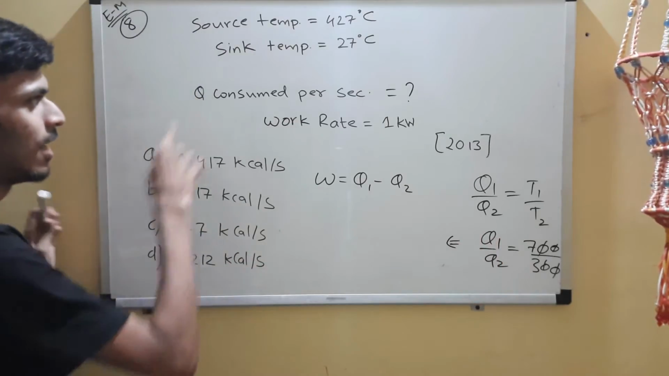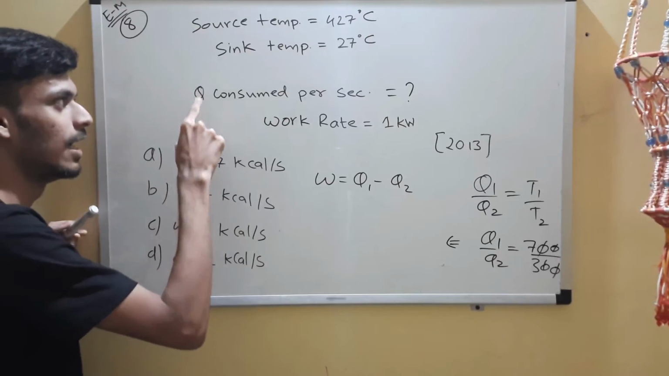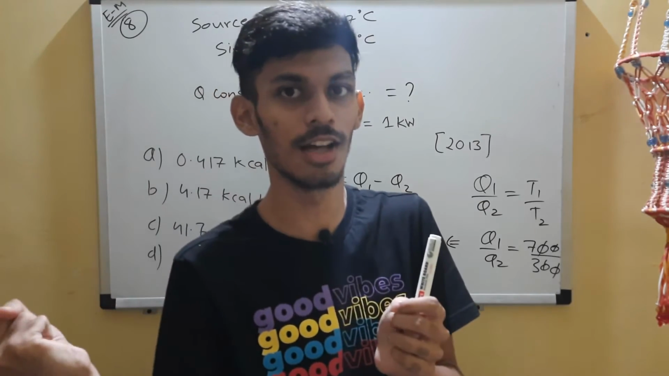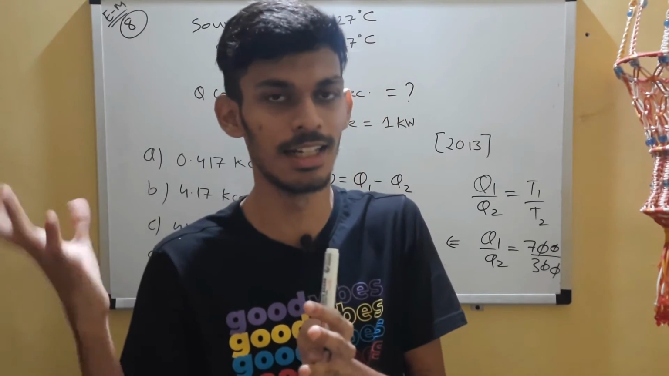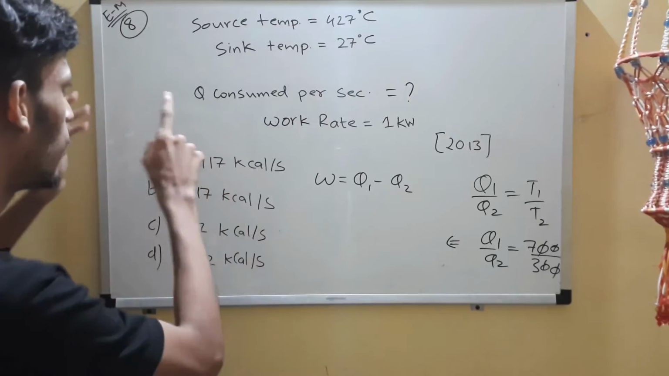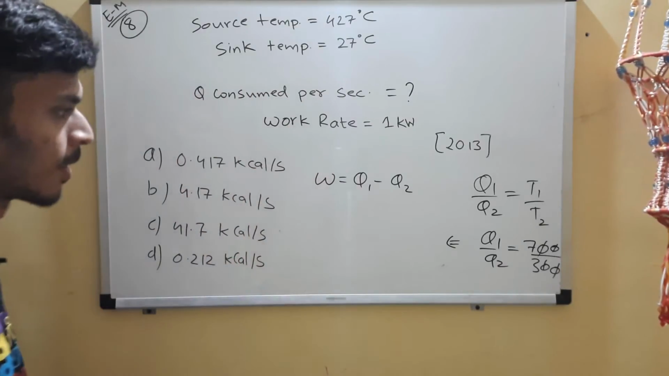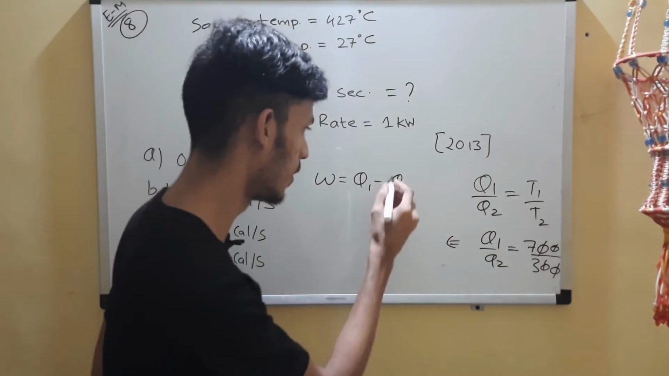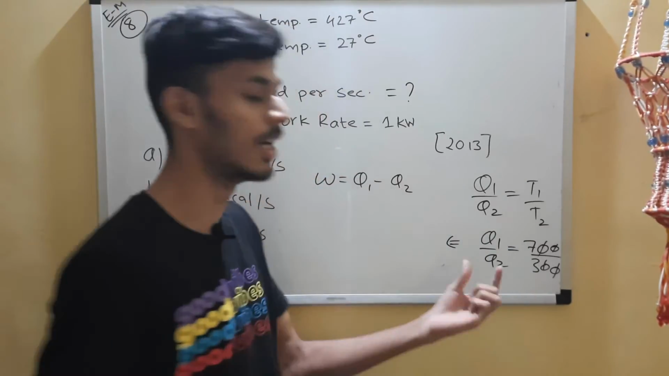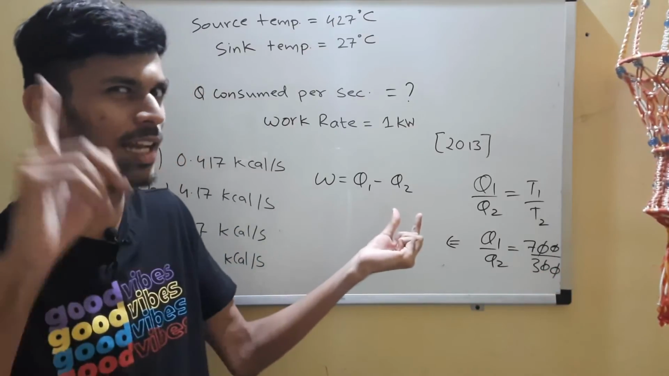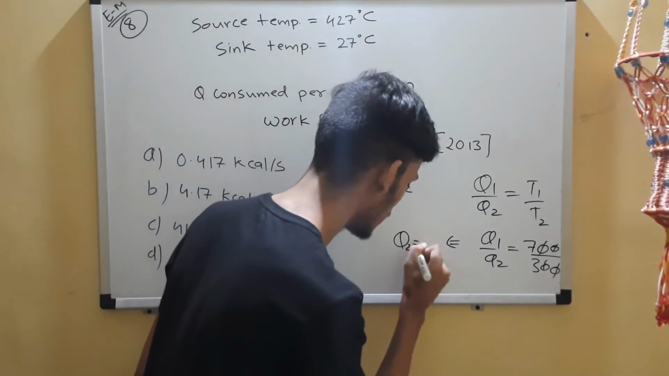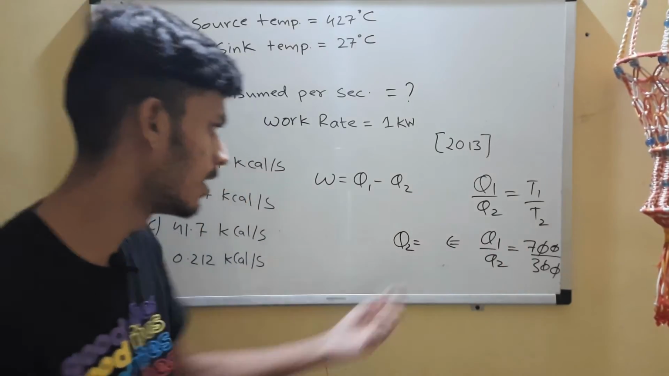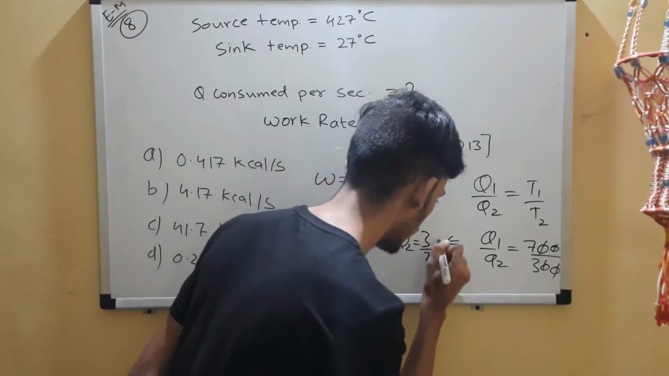Why? Because at the end of the day, I know I have to find heat consumed per second, right? Heat consumed is nothing but the heat which is absorbed from the source. That is the heat which is consumed. So I want to find Q1 per second. So I am not eliminating Q1, I am eliminating Q2. I am going to place the value of Q2 in terms of Q1, keeping Q1 intact. So no more talks, let's do it. Q2 is 3 by 7 of Q1.